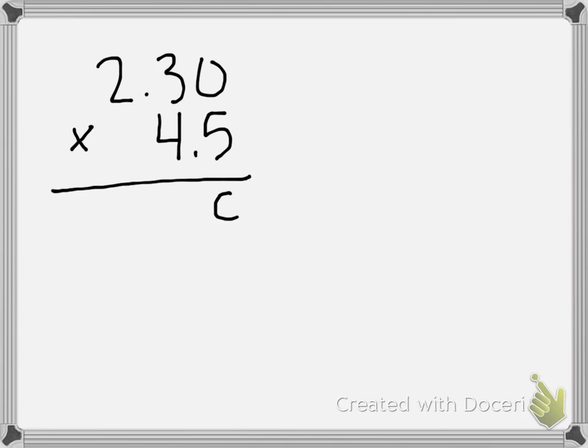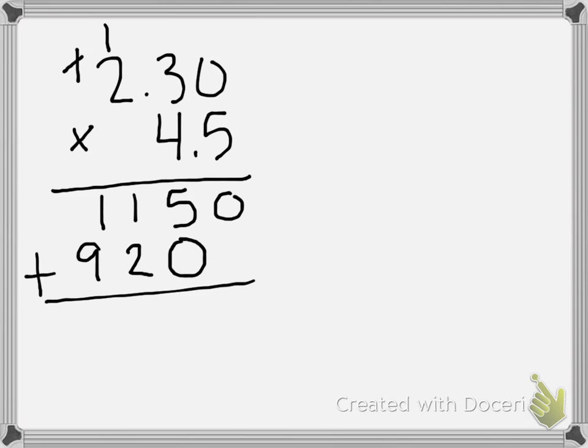5 times 0 is 0. 5 times 3 is 15, put the 5, carry the 1. 2 times 5 is 10, plus 1 is 11. Now I'm ready to multiply my 4. 4 times 0 is 0, so I'm putting my 0 underneath the 4. 4 times 3 is 12, drop my 2, carry my 1. 2 times 4 is 8, plus 1 is 9. Now I add.